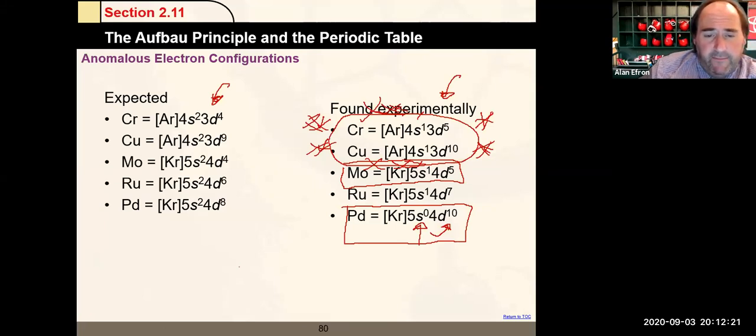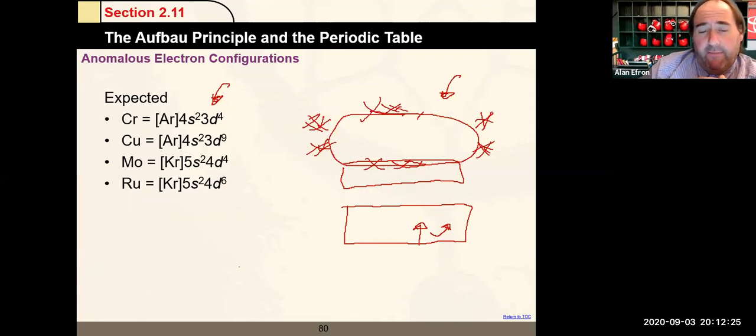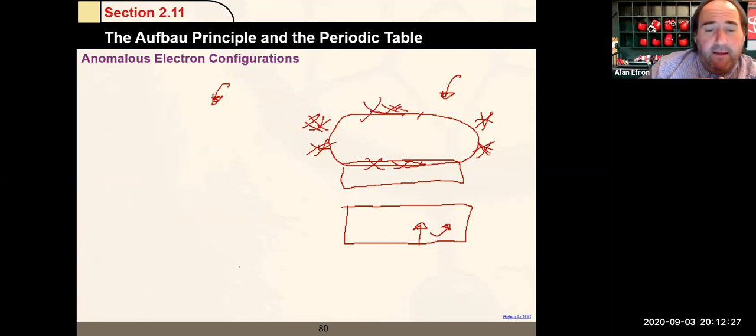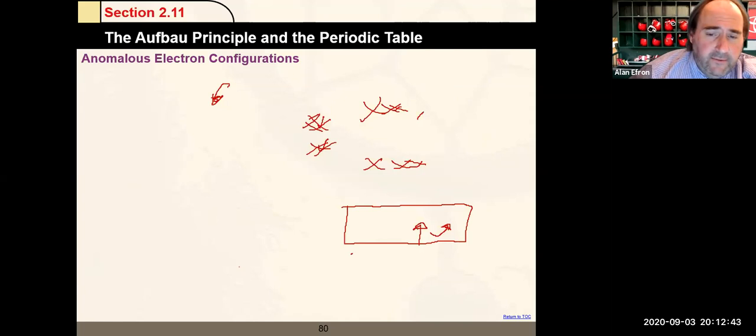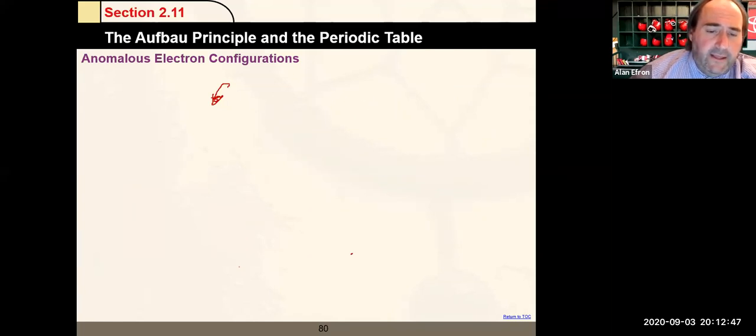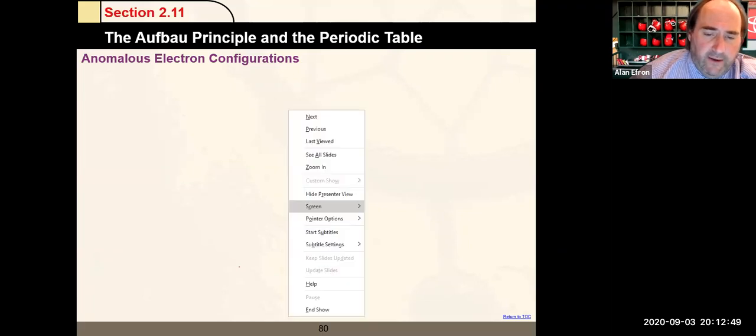What we did skip was the idea of what actually happens when transition metals lose electrons. And what happens when transition metals lose electrons has a lot to do with how close those orbitals are, the S and the D orbitals that we've been talking about.